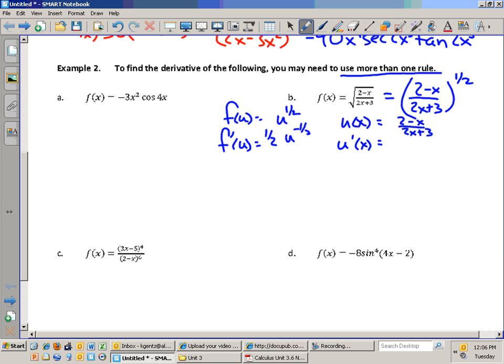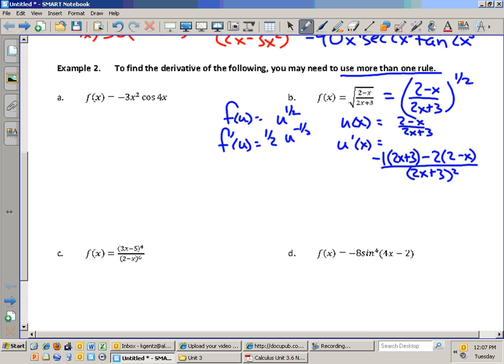The quotient rule. So if you want to find the derivative of this, now you got to go grab the quotient rule and use it. What does the quotient rule say? Derivative of the top, which is negative 1, times the bottom left alone, minus the derivative of the bottom, which is 2, times the top left alone, which is 2 minus x, all over the bottom quantity squared.